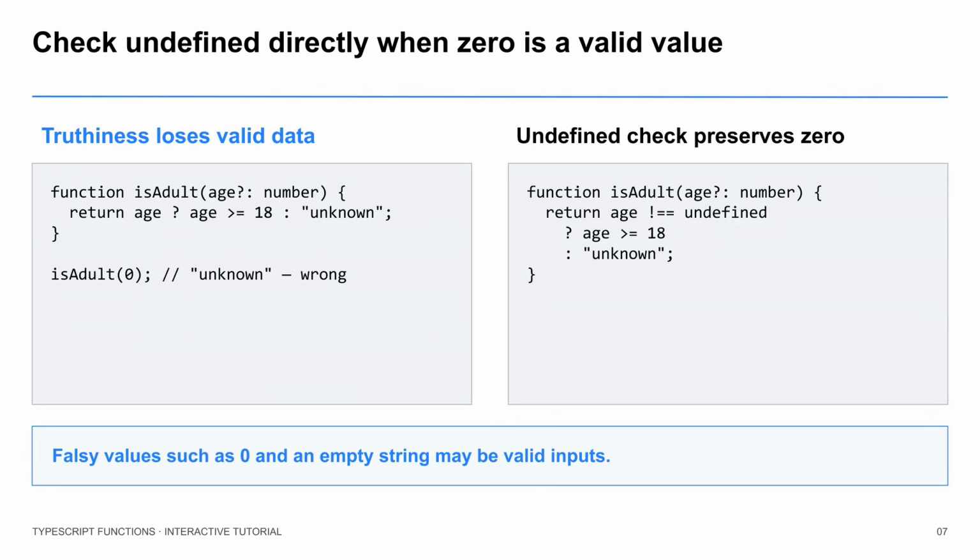Do not use a truthiness check when 0, an empty string, or false can be valid data. In the first example, age 0 is mistaken for missing input. Check explicitly for undefined instead. This small distinction prevents a surprisingly common class of bugs in optional parameters.